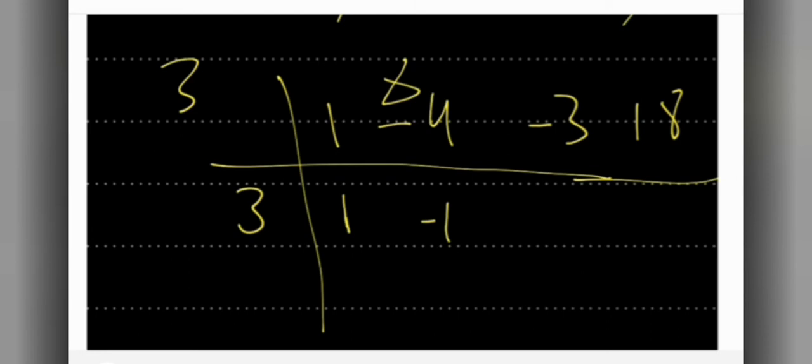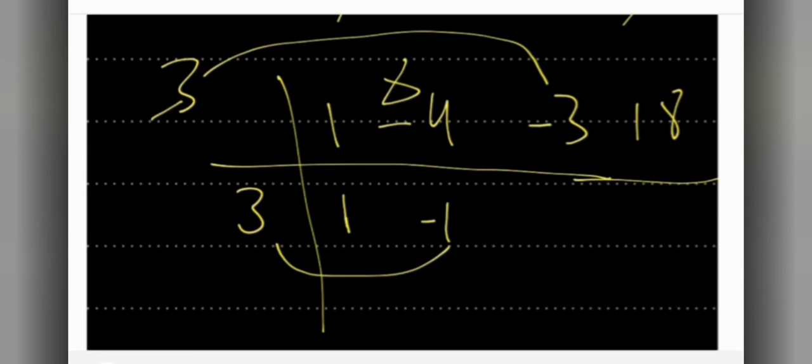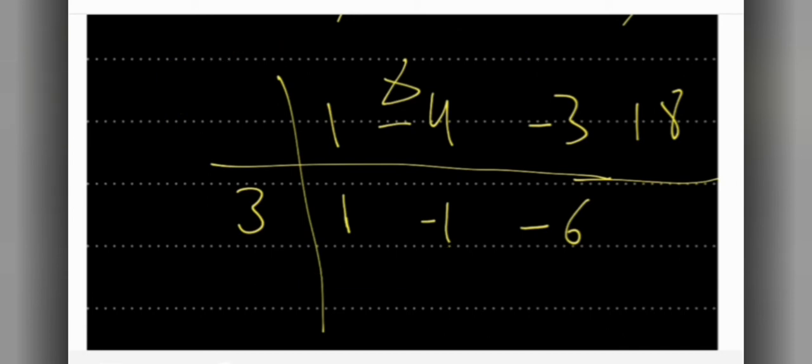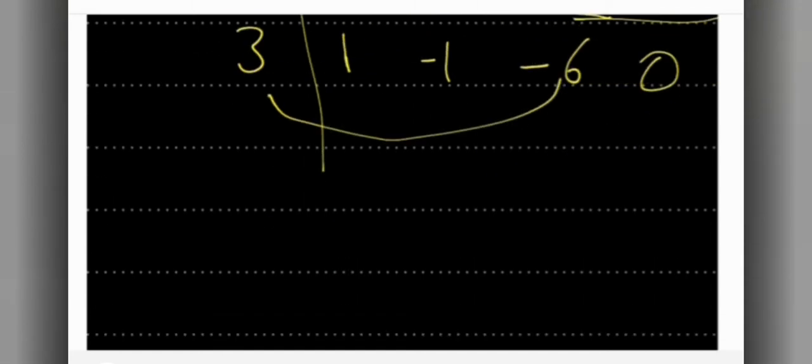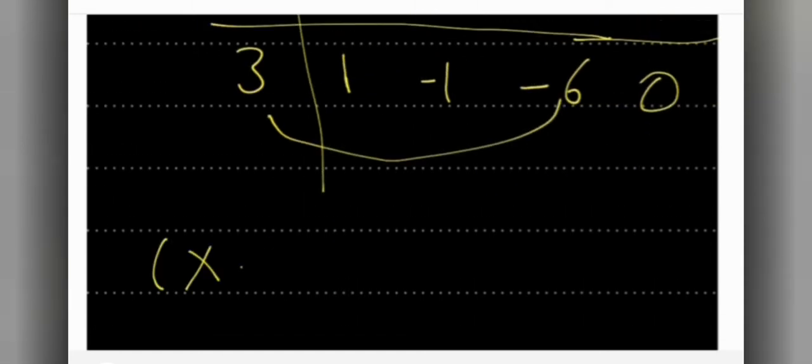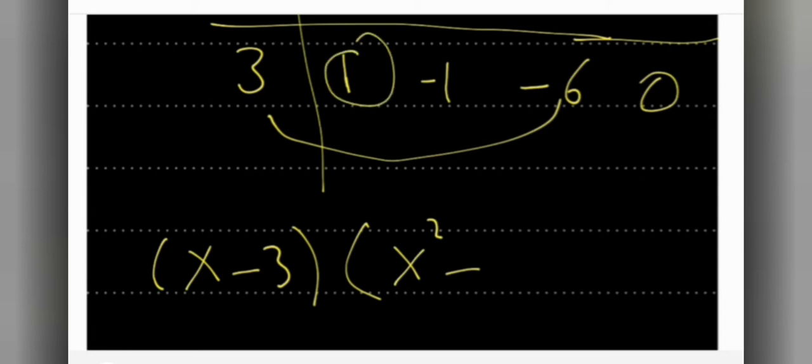Now we do the same thing over here. Minus 1 multiplied by 3 is minus 3, and then we sum it over here. So minus 3 minus 3 is minus 6, and then we do the same thing again. Minus 6 multiplied by 3 is minus 18, and then plus 18 gives 0, and it always should end with 0, okay? And now the way that we can write it is x minus 3 multiplied by x squared, because the coefficient of x squared is 1, minus x minus 6.